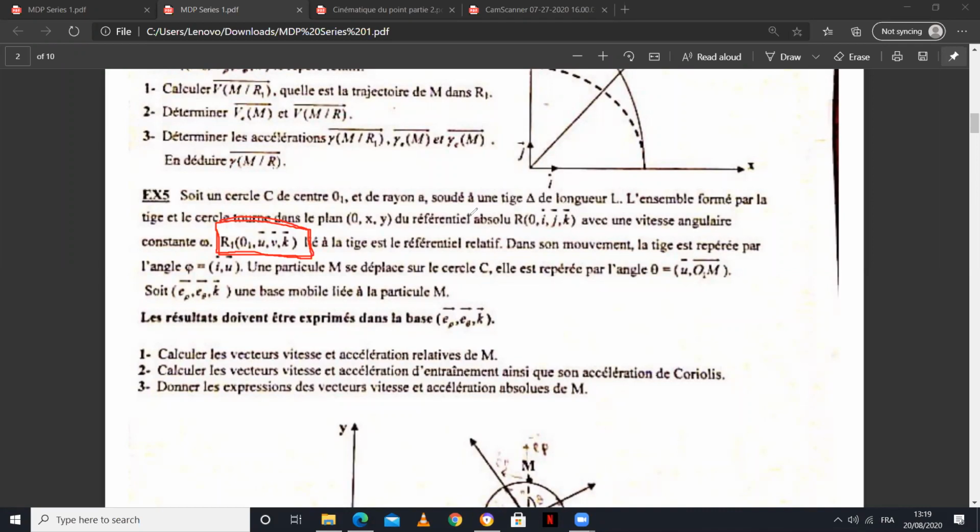What's the origin of this repère, this referential? What's the origin? It's O1. So we're moving from O1 to M. So our vector position is going to be what? O1M. Tout simplement, O1M. That's going to be the vector position. So now what you just need to work out is the value of O1M. That's it. If you cannot identify the vector position, you cannot advance.